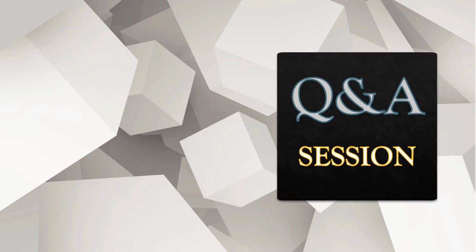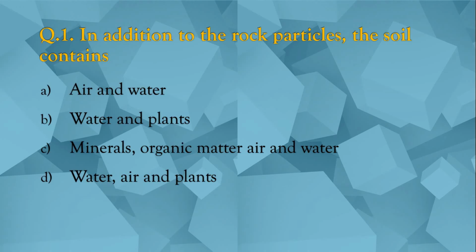And now let's revise what we have learned today by answering the following questions. Question 1. In addition to the rock particles, the soil contains: A. Air and water, B. Water and plants, C. Minerals, organic matter, air and water, and D. Water, air and plants. And the right answer is option C, minerals, organic matter, air and water.